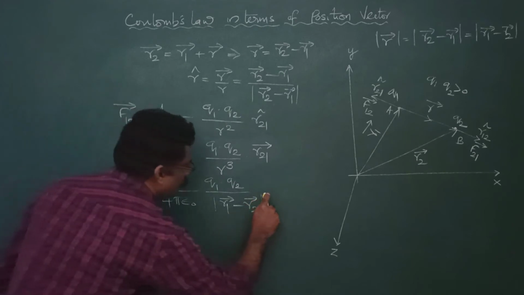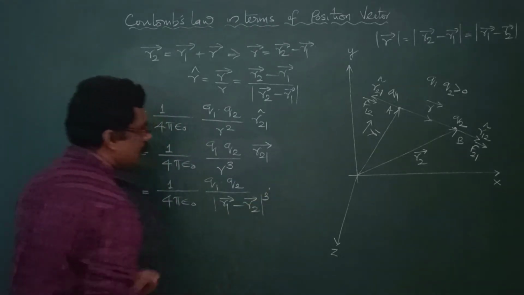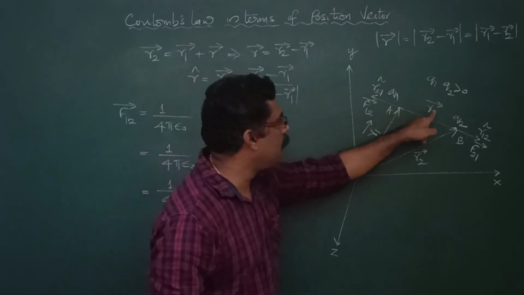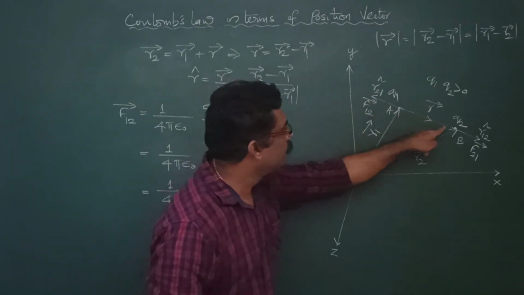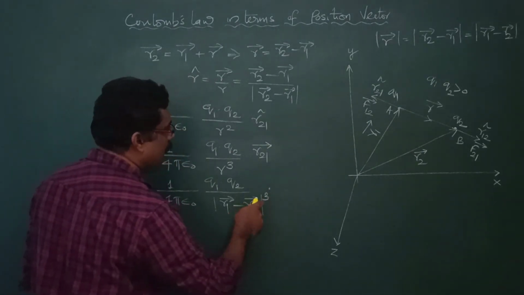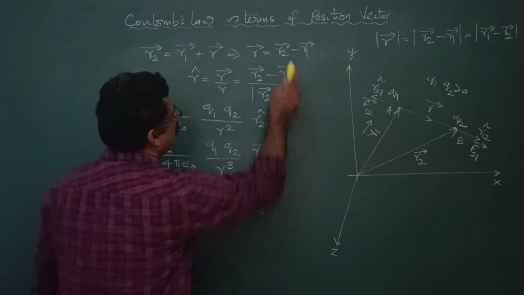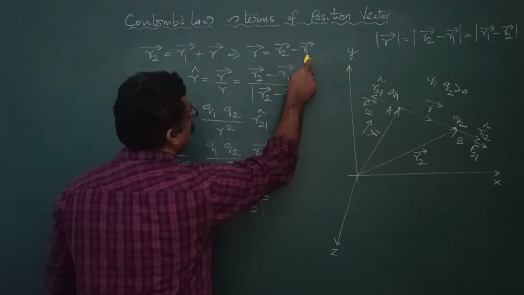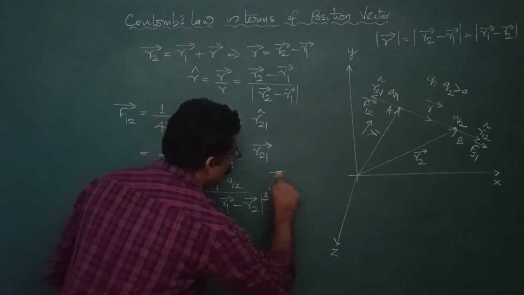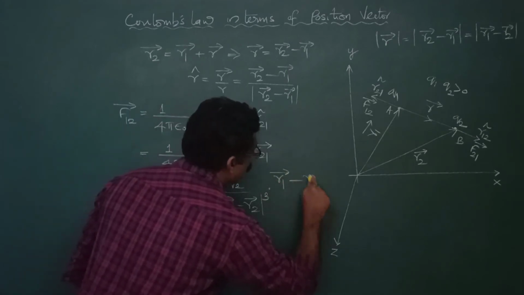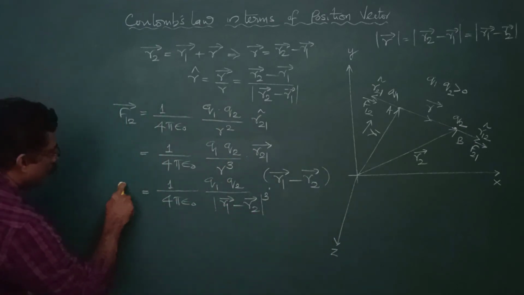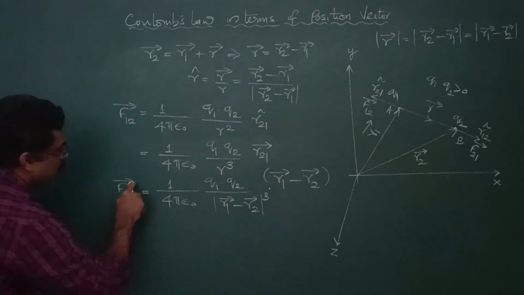That is all cubed, into what is r21 vector? Just opposite to r vector. Opposite means negative of r vector. So negative of r vector means negative of r2 minus r1, that is r1 minus r2. So you can write this as r1 vector minus r2 vector. So this is f12 vector.